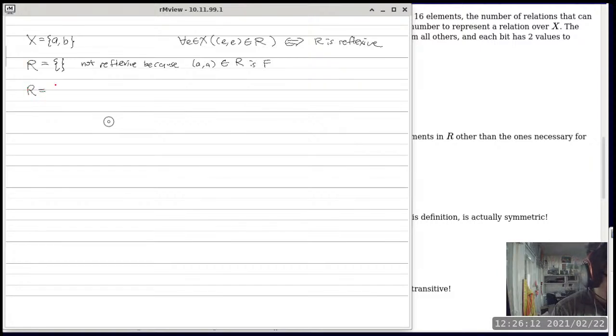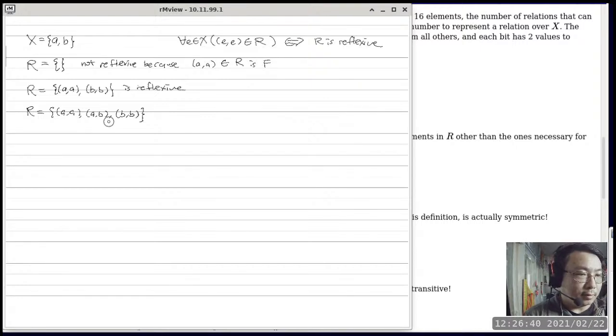Alright, so let's look at the next one then. We got AA, we got BB, and that's it. Okay, is this reflexive? Yep, that is correct. It is indeed reflexive. And then we'll look at a third example, which has AA, AB, BB. Okay, is that reflexive? Why is it not reflexive?